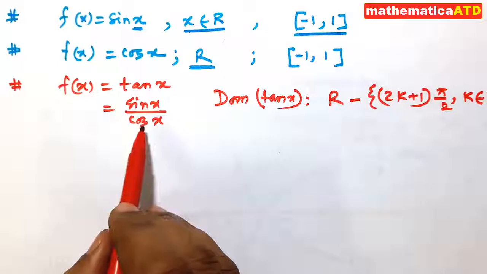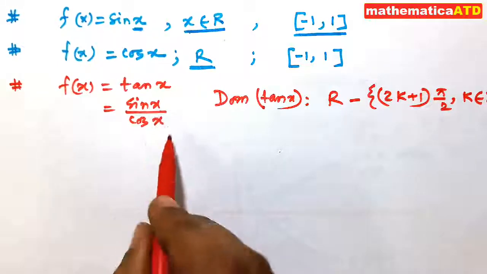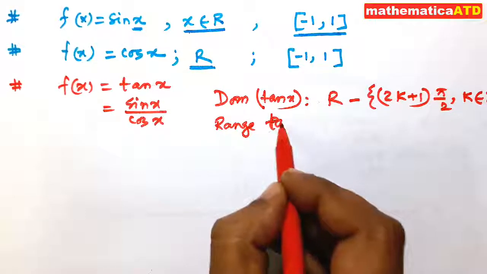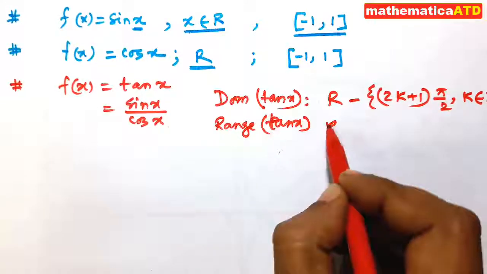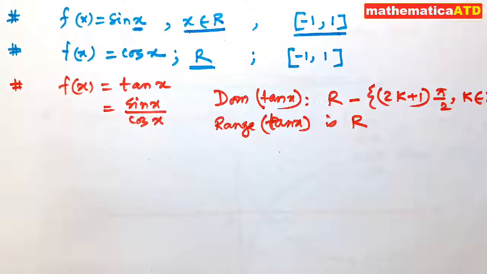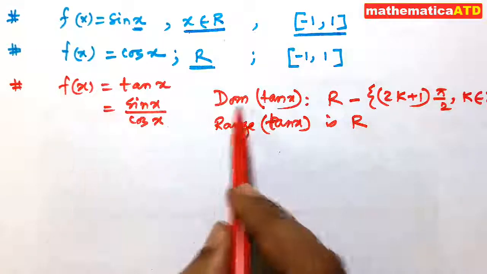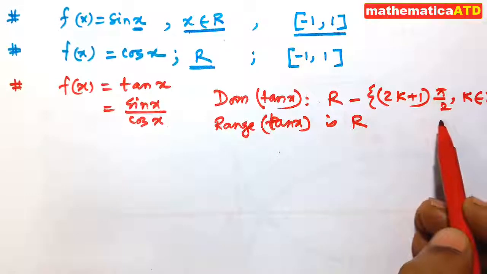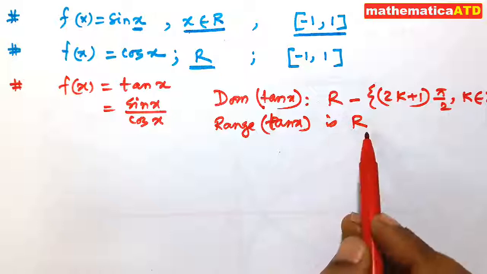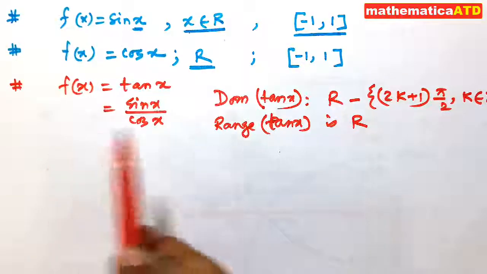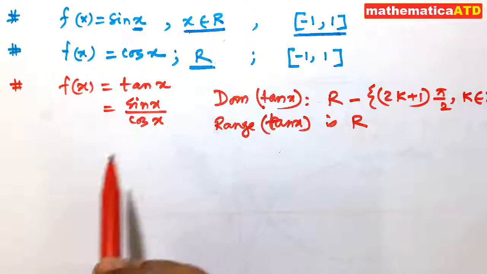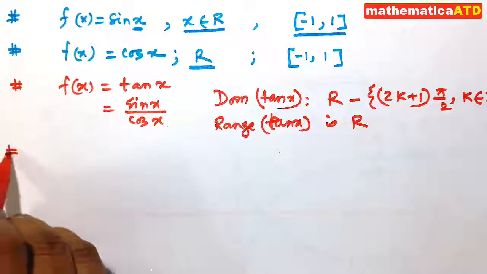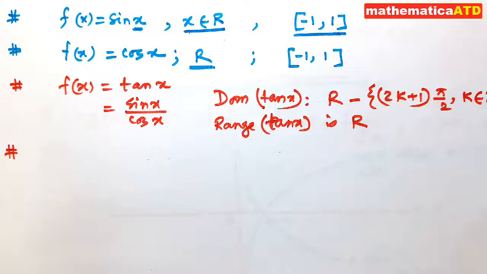Since tan x may assume any real value, the range of tan x is R. This is very important. The domain of tan x is R minus the odd multiples of pi by 2, and the range of tan x is R. All the graphs are shown in another video. The video link is given in the description, so you may visit there also. Next we shall discuss the cosecant function.